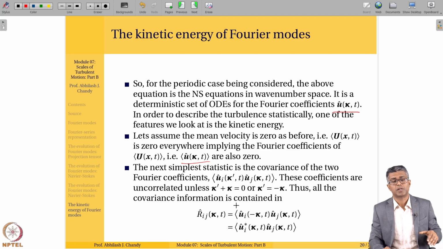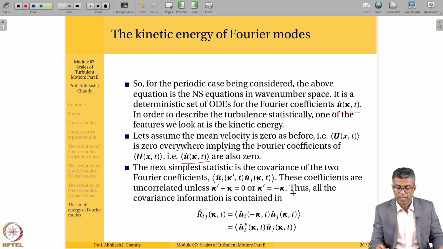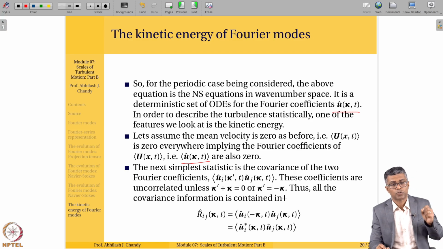Now these coefficients are of course uncorrelated unless kappa prime is equal to kappa, meaning they have to satisfy the conjugate symmetry. So in that sense, these coefficients are going to be uncorrelated unless kappa prime plus kappa is equal to 0, or kappa prime is equal to minus kappa. In other words, that covariance is going to be 0 unless kappa prime is equal to minus kappa. So all the covariance is contained in this information.